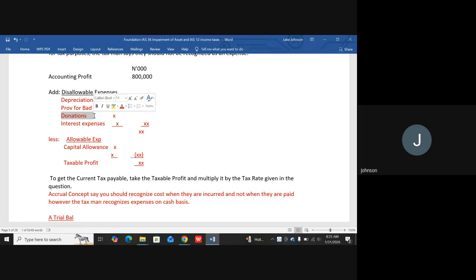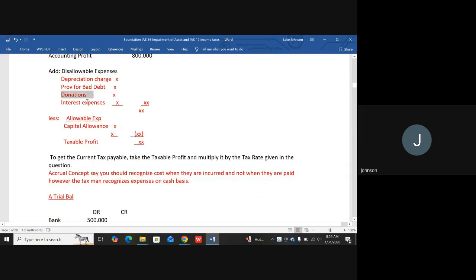But if you make donations to organizations that are recognized, such as Boys Brigade, Boy Scout, Red Cross, all those ones are allowable. But if you make donations to Baba Jebu, for instance, to any church, or to a mosque, those are not recognized. Donations to a political party to fund one candidate are not allowed. So any donation that is not recognized in law is going to be disallowed.